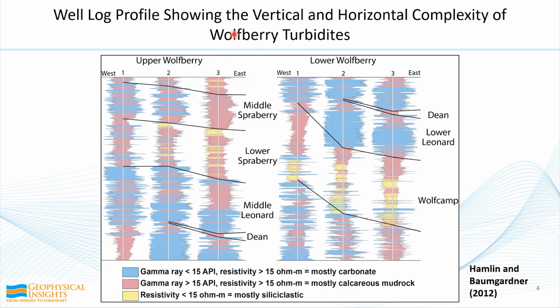And so when you hear the term wolfberry, it's talking about this huge, top Sprayberry to base Wolf Camp system of turbidites that occur in the Midland Basin and in its companion basin, the Delaware Basin, just immediately to the west of it.